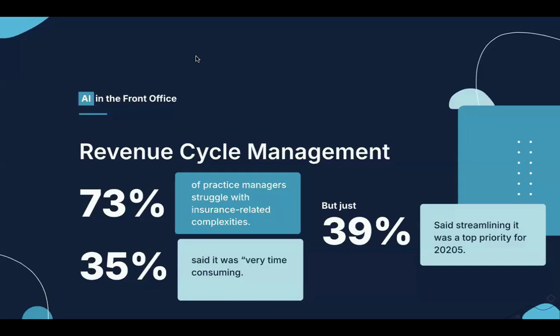But look at these staggering statistics. 73% of practice managers struggle with insurance-related complexities. Now, that doesn't mean that the office managers don't know the concerns. They're struggling because the insurance is being, how do I say this, insurancy. So what I mean by that is, it's challenging with insurance companies.